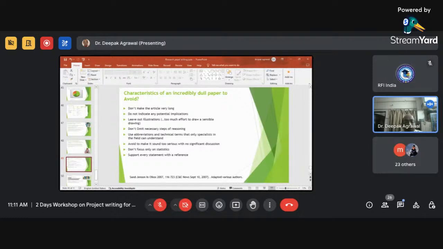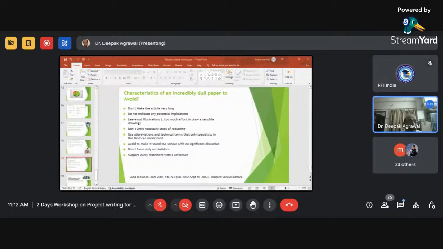And in the last part of the presentation, avoid writing a dull paper. Dull paper means don't write too long an article. It may not create interest for the readers. Do not indicate any potential implications and biasness. Don't be biased. Write whatever your results show. Don't move, don't talk against your results. That is the wrong thing.